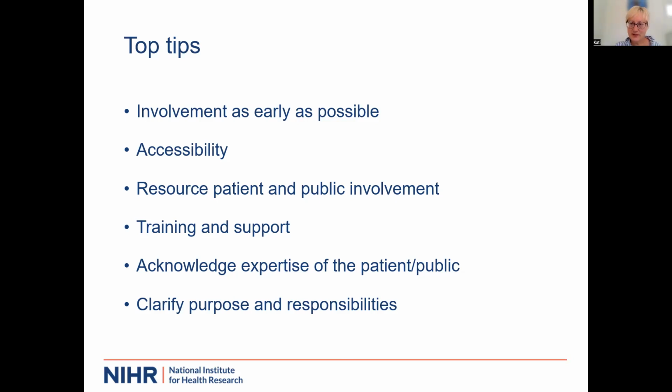I've talked about accessibility, both in terms of practical issues and in terms of keeping your communication, your language, very clear. Make sure you've got enough resources within your team, or if you're doing a research project on your own, to really support the public and patient involvement. And that is all about not only practical things, funding, but also that support that you will offer. Make sure you've got training and support.